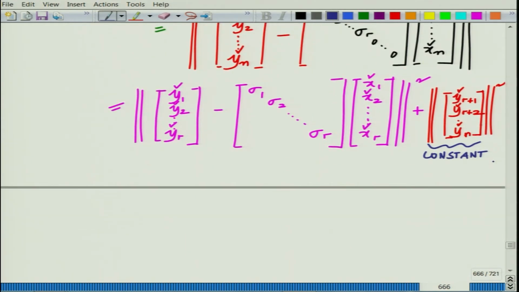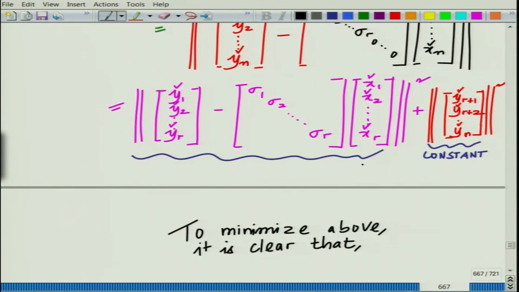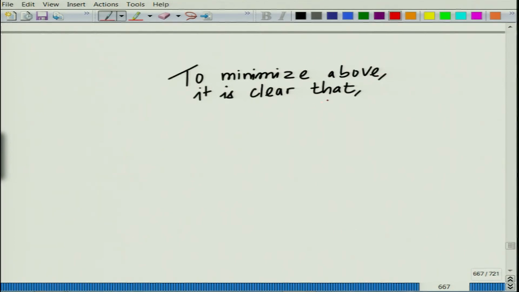Therefore, to minimize the above, it is clear that I simply can make this 0. How can I make this 0? I simply set y1 check equal to sigma 1 times x1 check. So, x1 check equals y1 check divided by sigma 1. Similarly, x2 check can be made equal to y2 check divided by sigma 2. So, that is essentially how to do it. So, it is clear that to minimize the above, we have to set, what do we have to set?